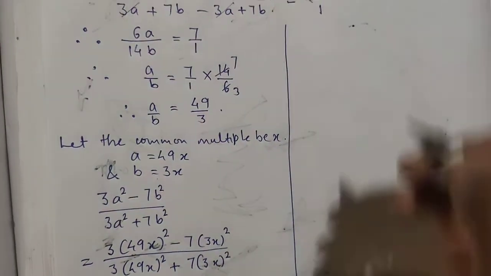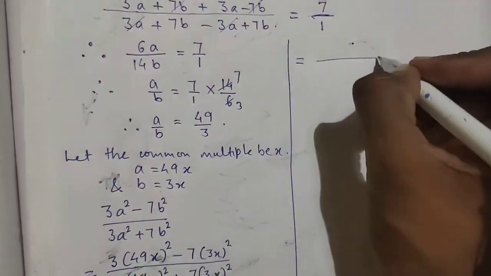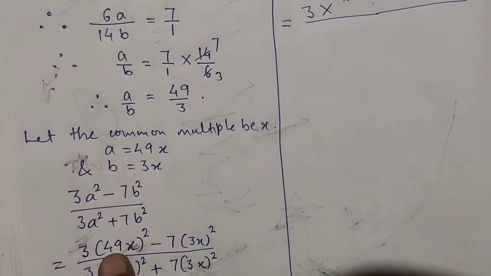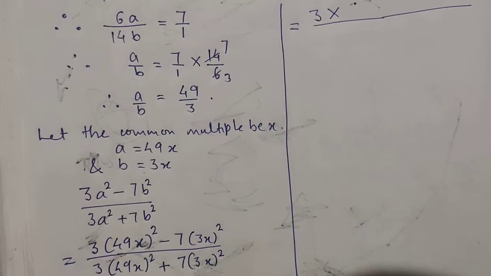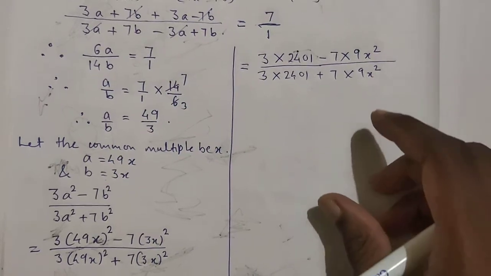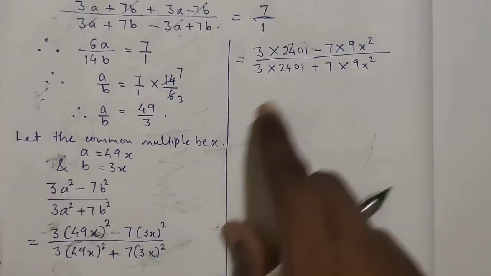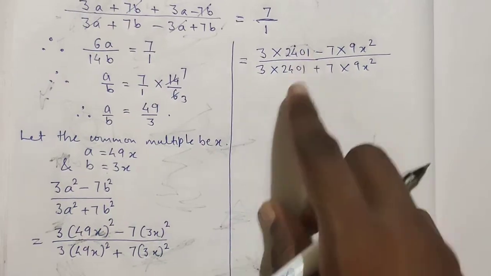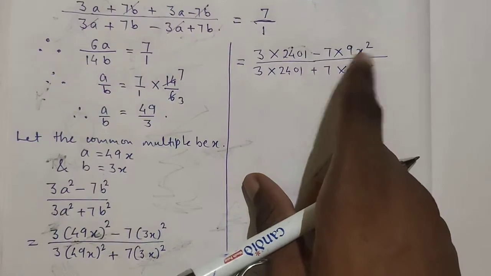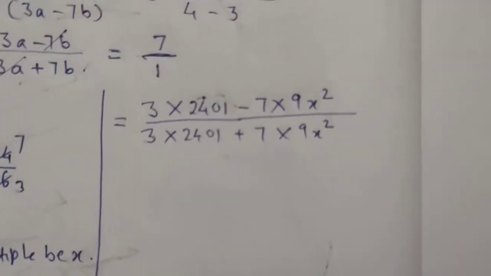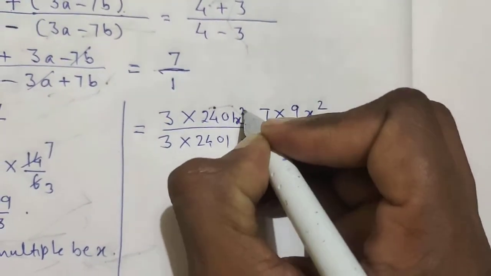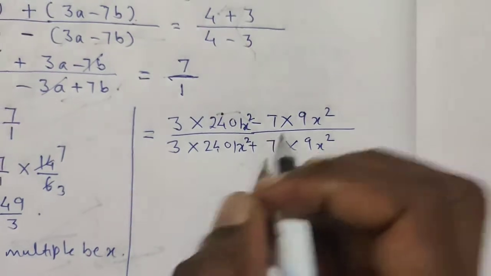Now in the next step we have to take squares. This is 3 into, now you want to find out the square of 49. So let me find out the square of 49 first. If you take the square of 49, you are going to get 2401. So 2401 x square we are going to write here, minus 7 into the square of 3, which is 9x square. So in this way I have written whatever we are going to get. Here I forgot to write x square, so that is what I am going to write here.